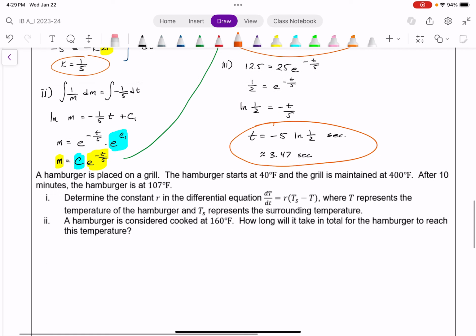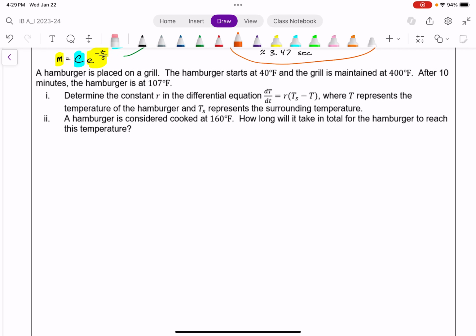All right, lastly, we have a hamburger placed on a grill. It starts at 40 degrees Fahrenheit, and the grill is at 400 degrees Fahrenheit. After 10 minutes, the hamburger is 107 degrees. So we want to determine this constant R in this equation here, in which capital T is the temperature of the hamburger, and TS is the temperature of its surroundings, the ambient temperature around it. And so TS is a constant in this.